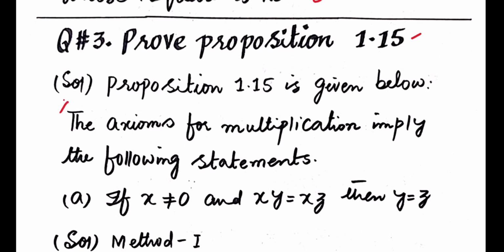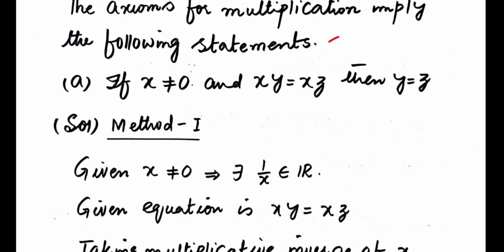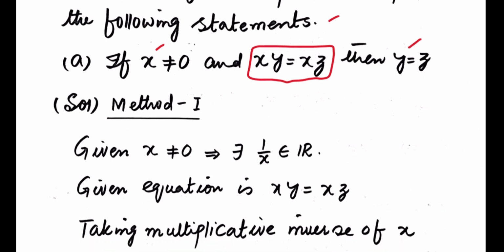It started from here. The axioms for multiplication imply the following statement. This proposition consists of 4 parts. The first part is: if x is non-zero and xy is equal to xz, then we have to show that y is equal to z. I will prove this part by using two methods.